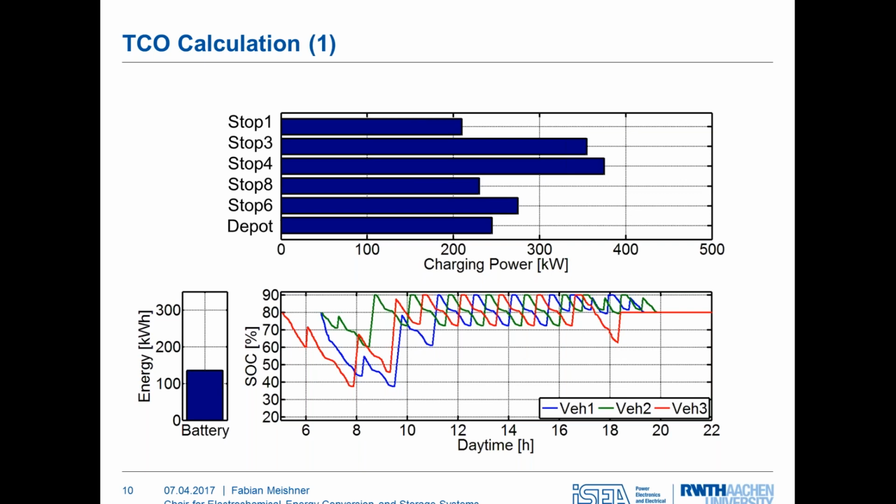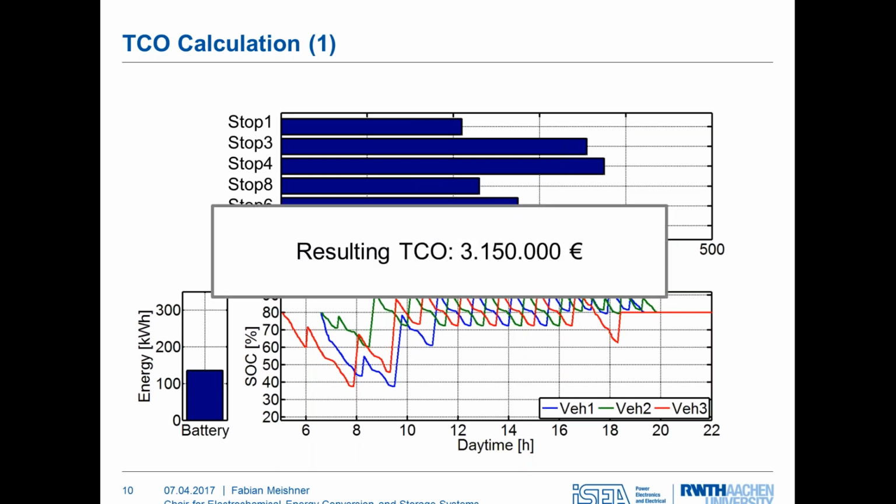So yeah, this will be pretty safe for operation and good for the battery, but we will have, of course, because we have to install so much charging infrastructure here, a high remaining total cost of ownership. Here, in this case, a little bit above 3 million euro. So this will probably not be the best solution and not that attractive.